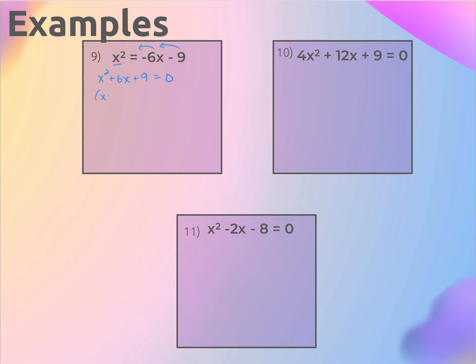And then again, I'm going to factor. This is x plus 3 times x plus 3 equals 0. And this means x plus 3 is 0, so x is negative 3. Obviously, if this is the same value, right, it's x plus 3, it's also going to be x equals negative 3. So you don't have to write negative 3 two times. Basically, what this means is that x equals negative 3. That is the one solution.